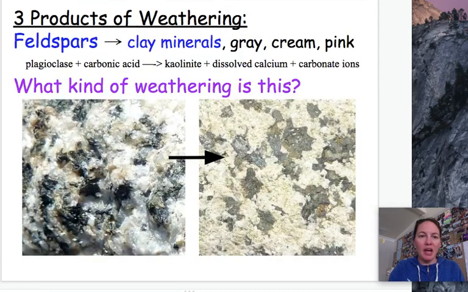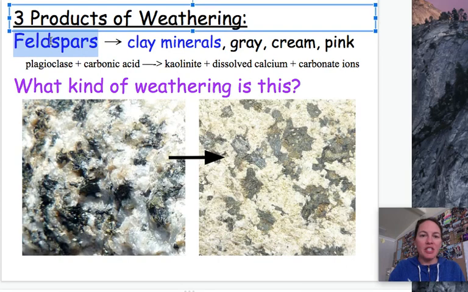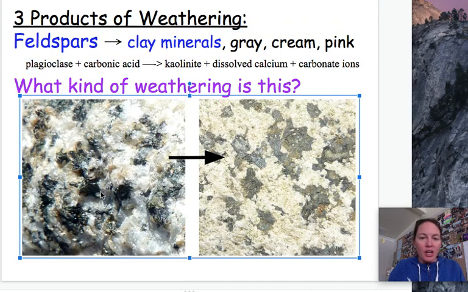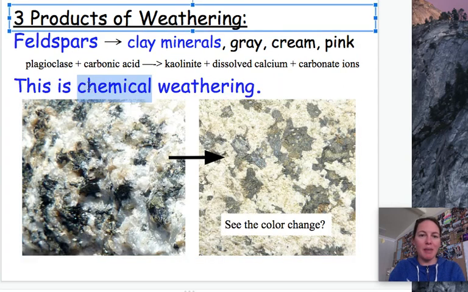Another type of product we see from weathering is called feldspars. And these feldspars change from feldspar to a clay mineral. The chemical reaction is plagioclase plus carbonic acid turns into kaolinite, dissolved calcium, and carbonate ions. So right here you see this was the rock before the weathering happened, and this is the rock after. One hint is look for the color change. What kind of weathering is this? Do you think it's mechanical or chemical? Yes, this is chemical weathering.